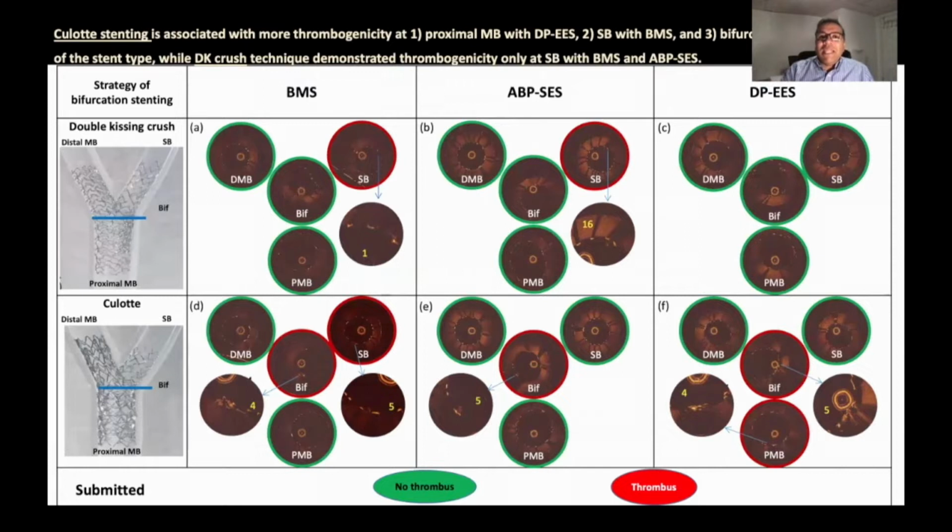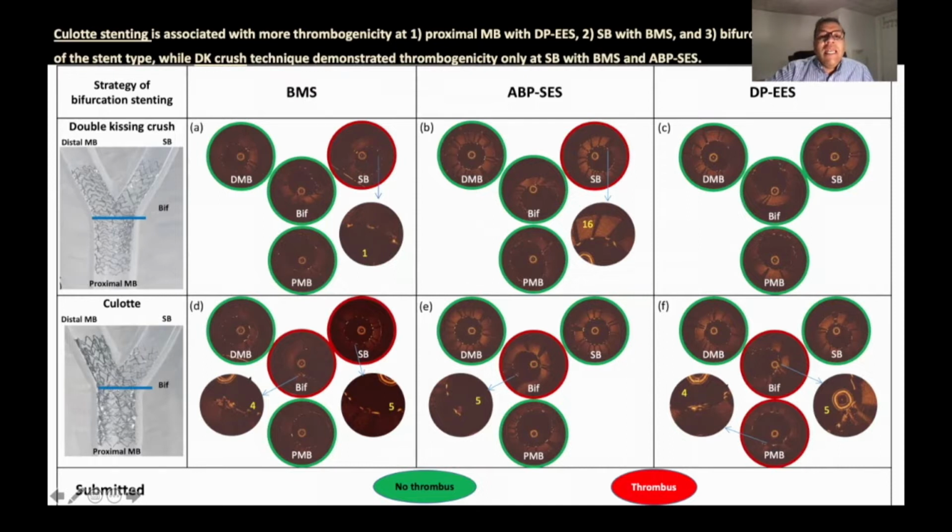So we have extended our observations, and this past year, what we have done is to evaluate two different drug-eluting stent platforms. We keep our bare metal stent as control. We use an abluminal polymer sirolimus-eluting stent, and we also have this durable polymer everolimus-eluting stent. So again, at the top row, what we have is our DK crush model. At the bottom, we have our culotte model.